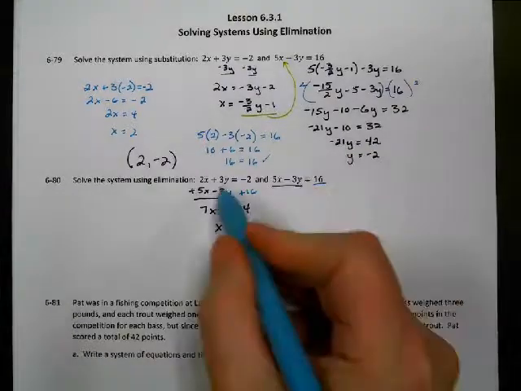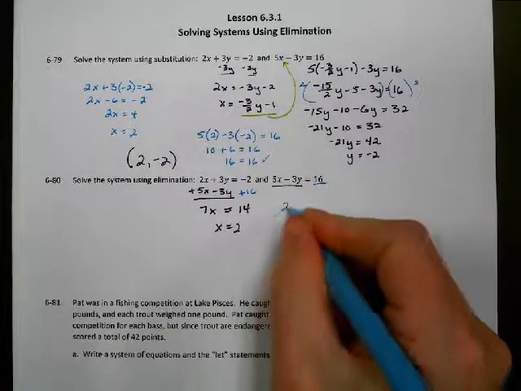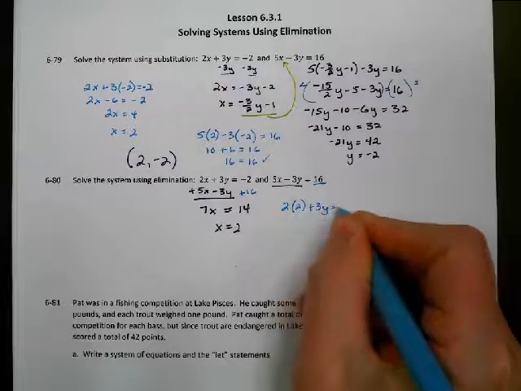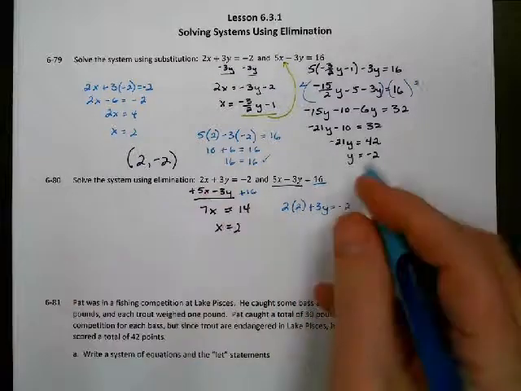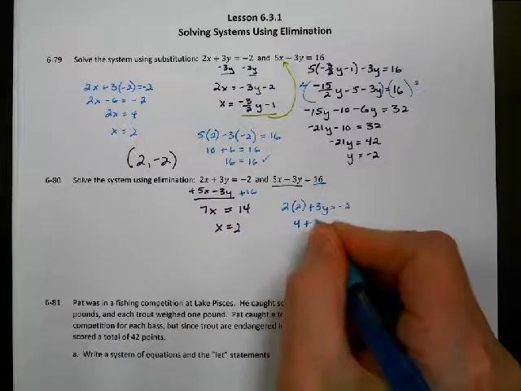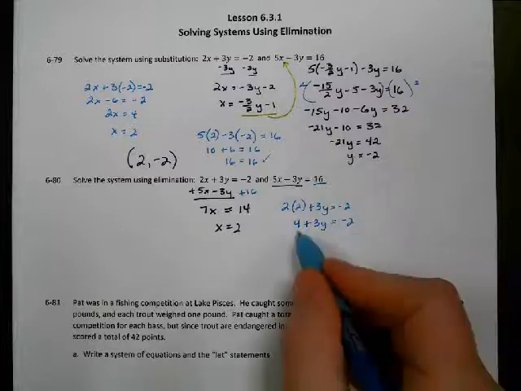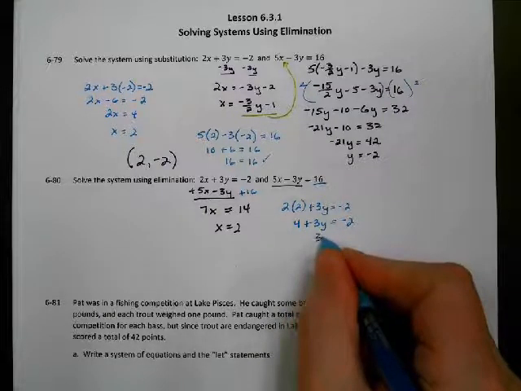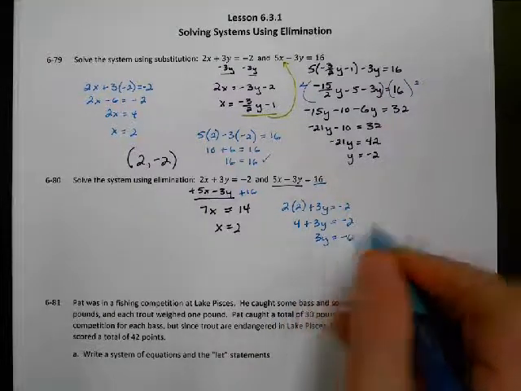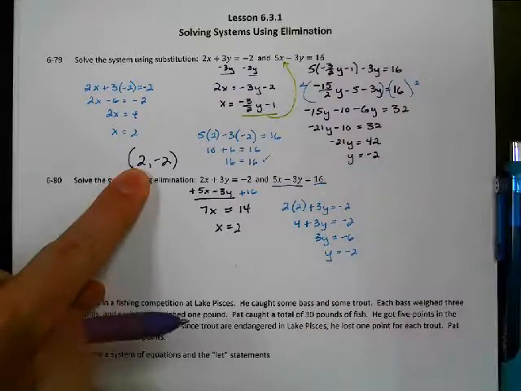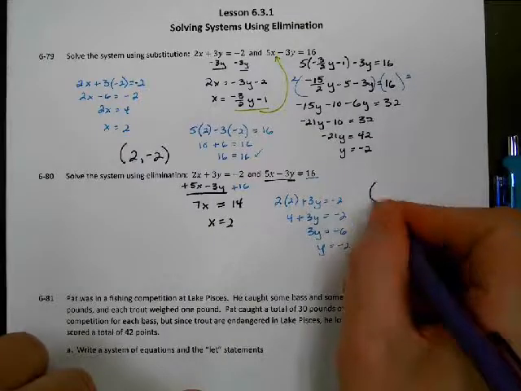So 2 times 2 plus 3y equals negative 2. So I'm plugging into this one. So I got 4 plus 3y equals negative 2. I'm going to subtract 4 from both sides. 3y equals negative 6. And y is negative 2. Just like we set up there. Same problem, more efficient way to do it.